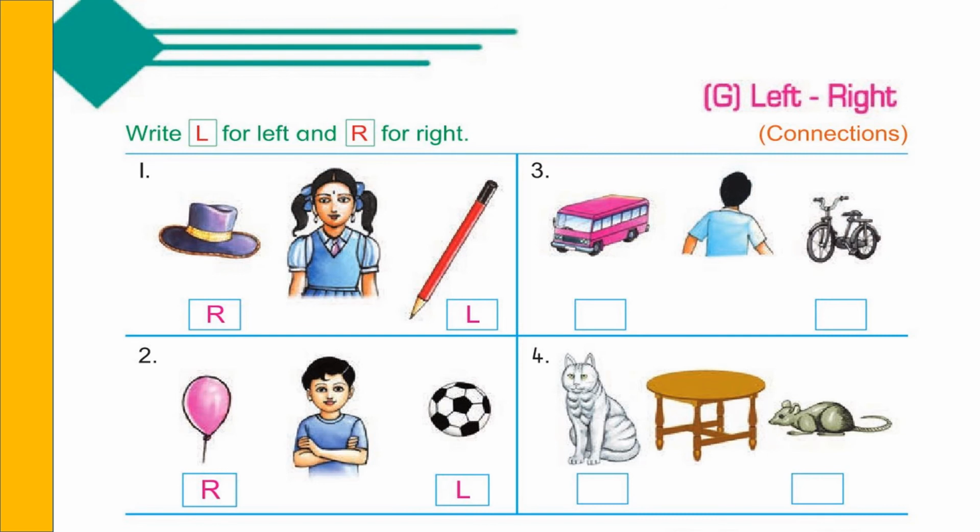Now going to the third picture, it is bus, boy and the bicycle. See, the boy is not turning towards us, he's turning on the opposite side. So the right hand of the boy is on the bicycle side and the left hand of the boy is on the bus side. So the bus will be given left here, not the bicycle. See the difference. The boy is not looking at you, he's on the opposite side. So L for the bus and R for the bicycle.